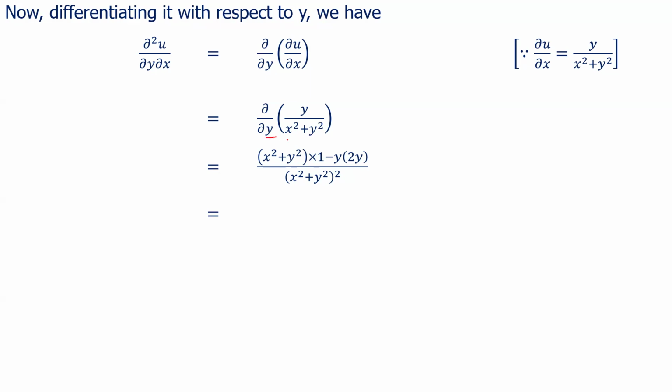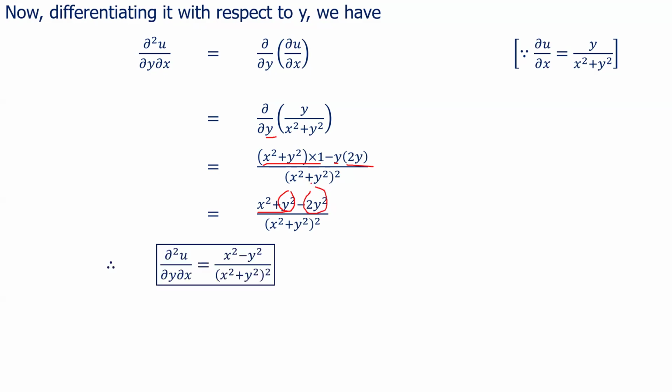Now let us simplify it. x square plus y square into 1 is x square plus y square. This is minus y into 2y, which will become minus 2y square. So this is plus y square and this is minus 2y square. So we have x square minus y square upon x square plus y square whole square. This is the partial derivative of u with respect to y and x.